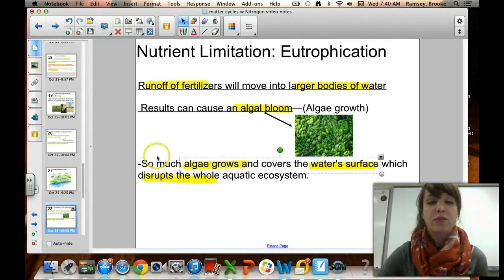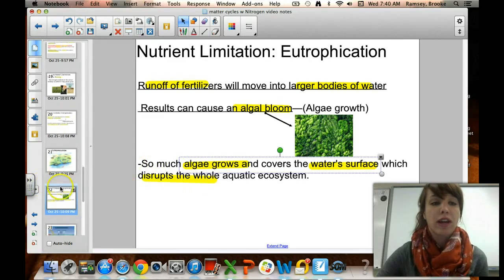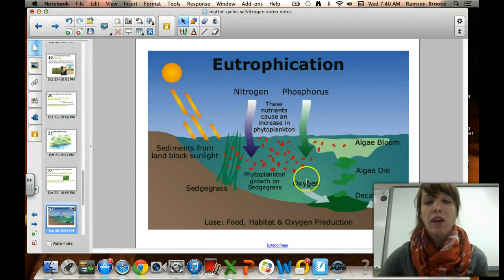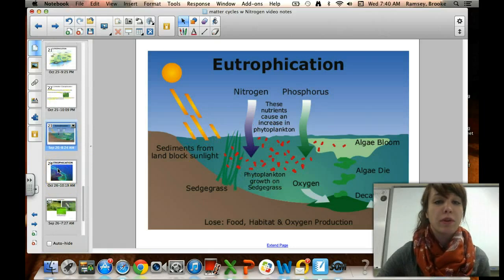So for instance, we're seeing this in the Gulf Coast right now, where we have a lot of nitrogen running off into the streams that eventually go into the Gulf, and then that causes algae to grow and bloom, and when it dies, it depletes the oxygen in the water, and so that prevents other organisms from growing.